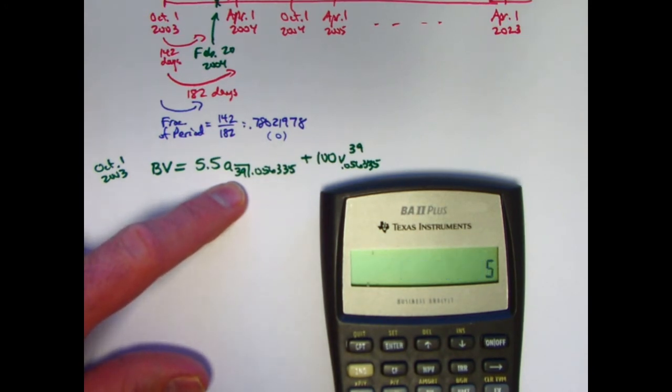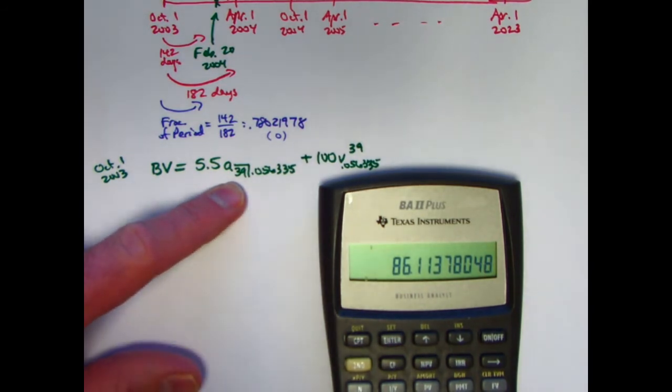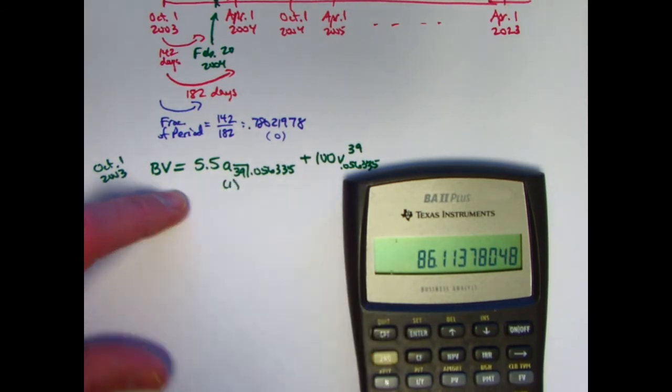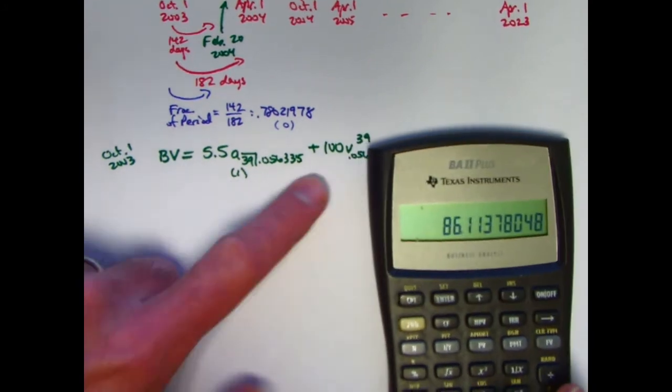Multiply that by 5.5. You get 86.11378. I won't bother writing that down. I'll store it in register 1 here for the moment, though I might store some other things in that register later. So this is going to be stored for the moment in register 1.